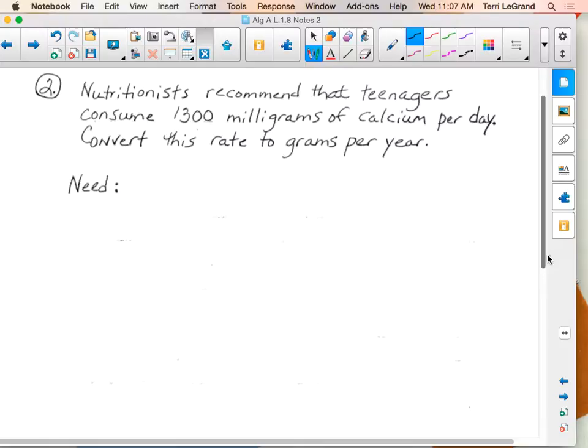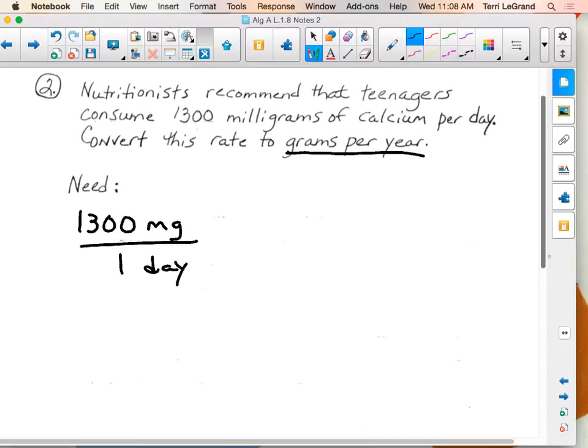Okay. Convert this rate to grams per year. Okay, so right now, let's first of all set it up. They want it grams per year, so it looks like the milligrams need to go upstairs. So 1,300 milligrams, that's little mg. And then the time goes downstairs, and in this case, it's per day, 1 day. So we're going to decide what conversion factors we need to help us get to grams and years.